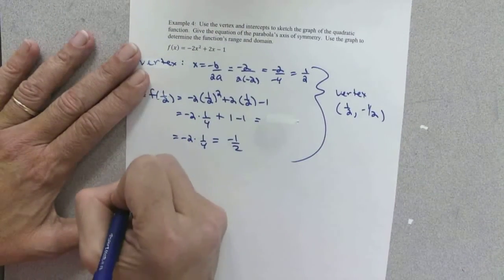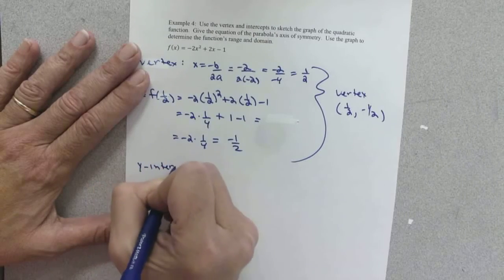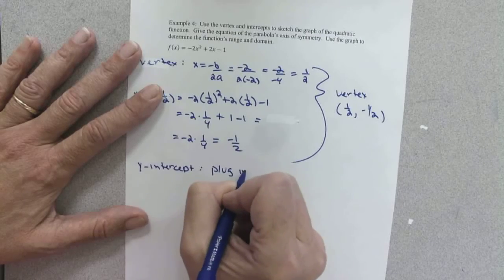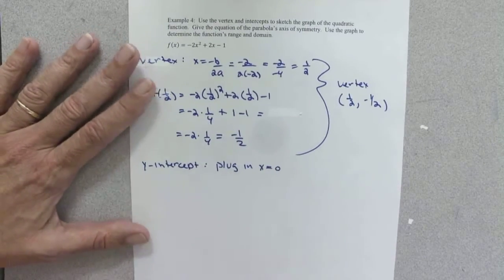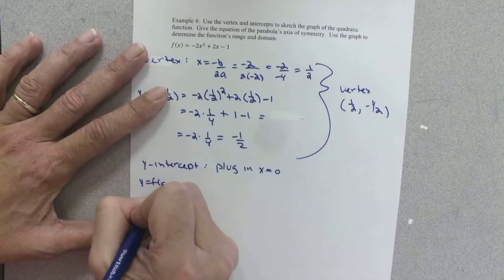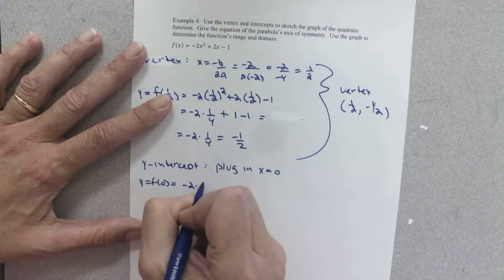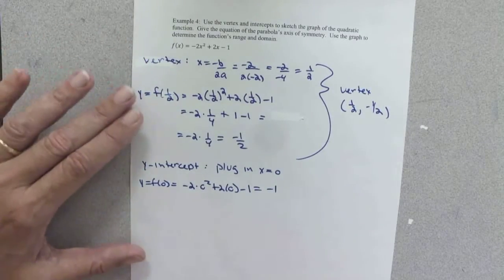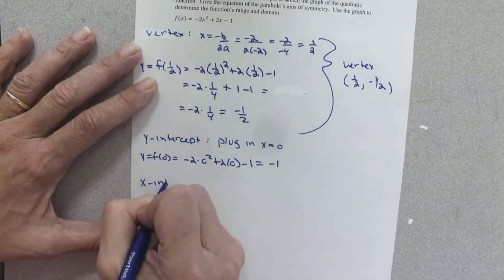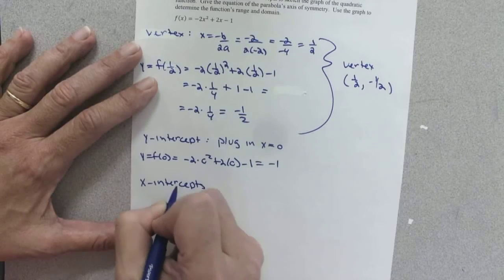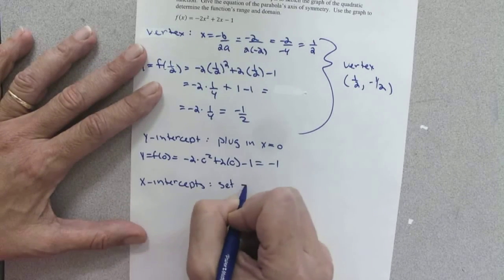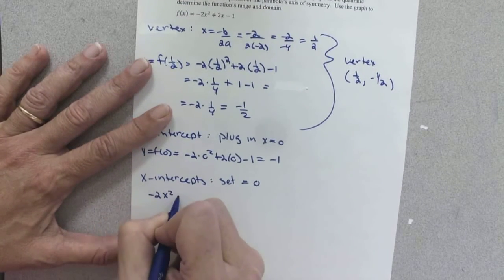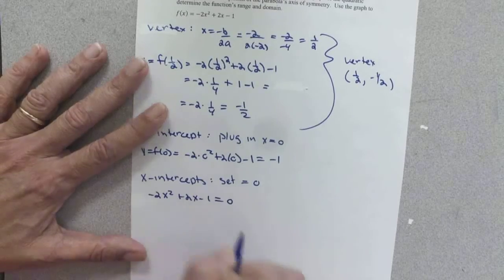Then doing all the other stuff. Y-intercept. Every single time you plug in x equal 0. So y equal f of 0. So negative 2 times 0 squared plus 2 times 0 minus 1 for negative 1. X-intercepts always set equal to 0. So negative 2x squared plus 2x minus 1 equals 0.